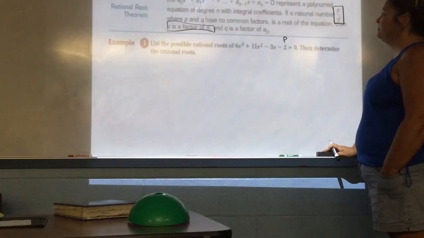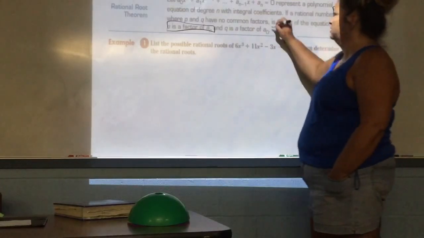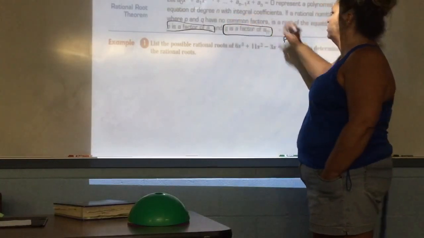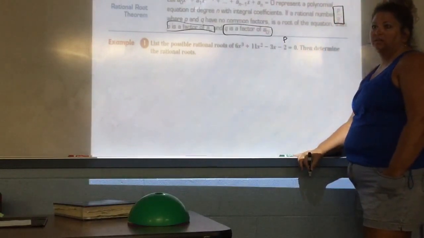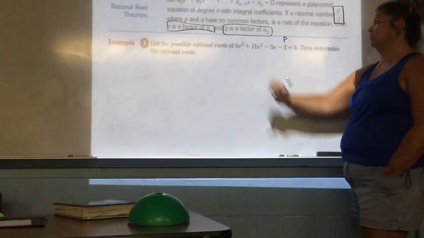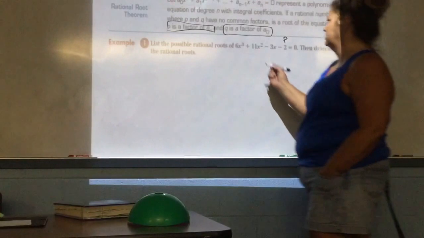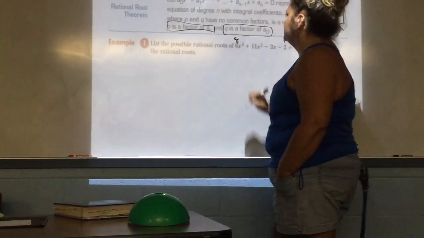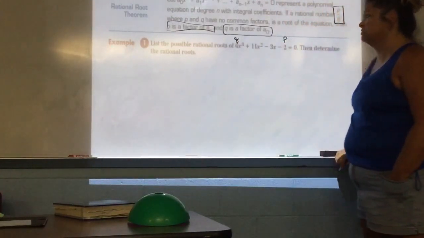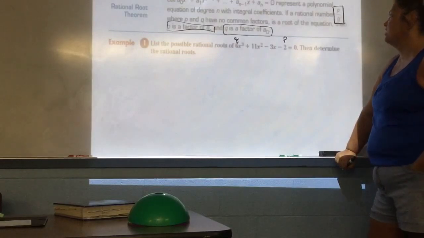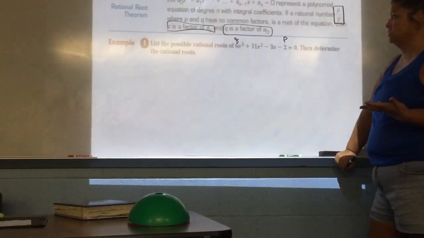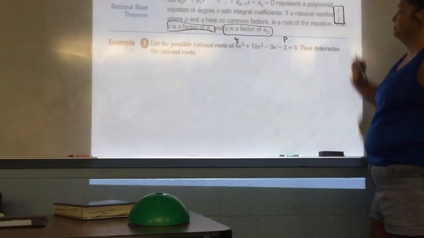So where do we find Q? The beginning. What's that called? What is this number called? The leading coefficient, okay? So Q is going to be my leading coefficient. P is always going to be the y-intercept, all right? What they want us to do is determine the rational roots, which means I will put P over Q.